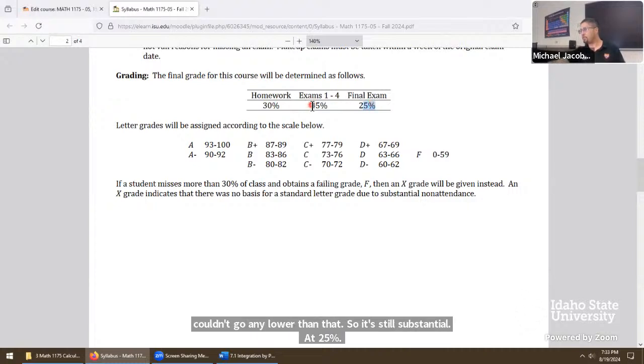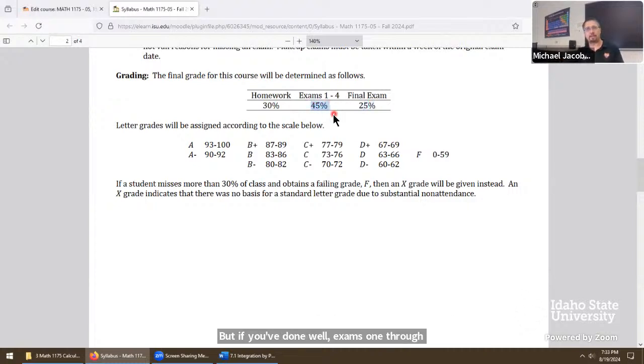But if you've done well in exams 1 through 4, every time I look at my grade book, I look at data year over year, I have like 2 examples of students that got in the A range on all 3 exams, but didn't do well in the final. And those students still passed the class because I didn't weigh the final so heavily.